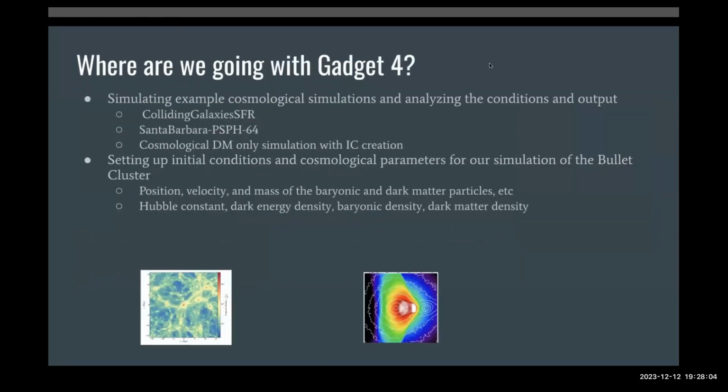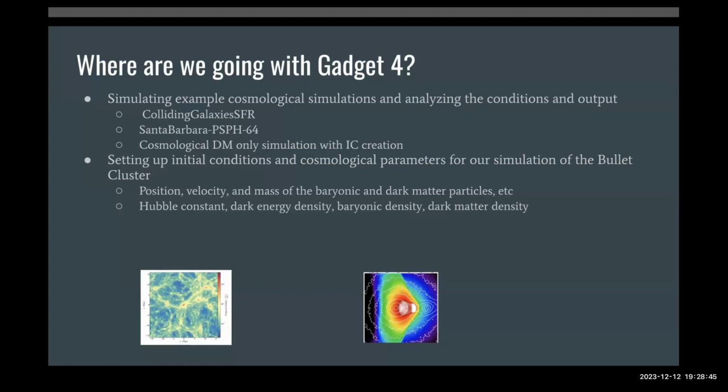So now that we've talked about Gadget 4, what exactly do we plan to do with Gadget 4? We currently focus on simulating 3 example cosmological simulations and analyzing their condition and output. The 3 cosmological simulations we're attempting to run are colliding galaxy SFR, the acronym SFR standing for star formation rates; Santa Barbara PSPH64, acronym PSPH standing for density independent version of SPH, SPH meaning computational method to model flows; and cosmological DM, standing for dark matter only simulation with IC index catalog creation.